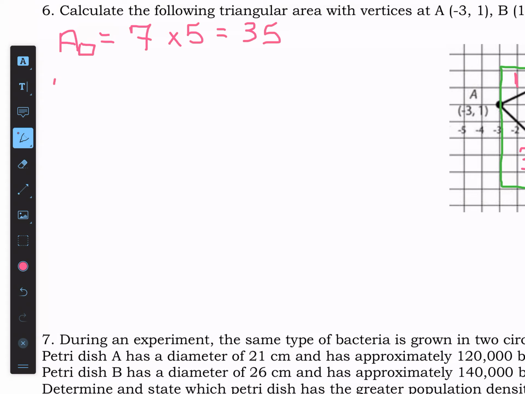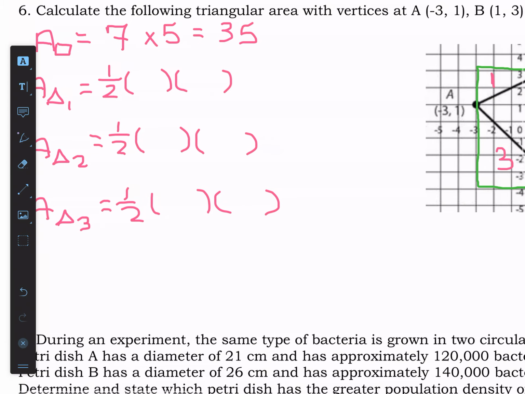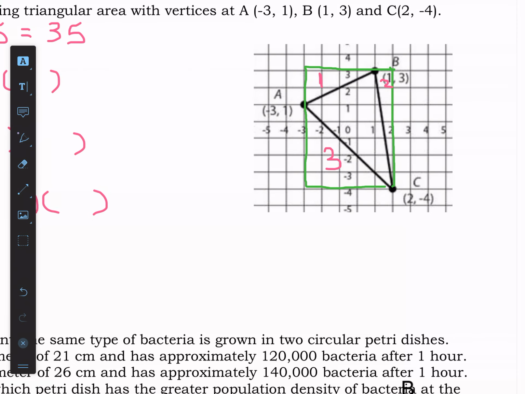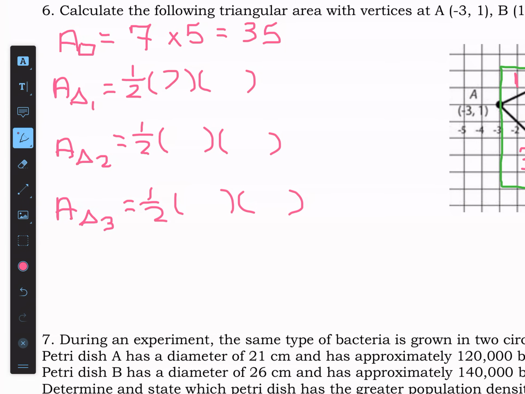All right, now I'm going to get the area of each one of my triangles. So area of triangle 1, triangle 2, and triangle 3. Okay, so we know that these are all going to be 1/2 base times height. We just have to count and see. Okay, all right, so let's look at triangle 1. So triangle 1 has a base of 2 and a height of 4. So 1/2 of 2 times 4 is just 4.